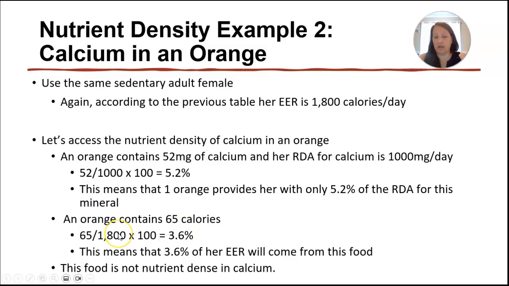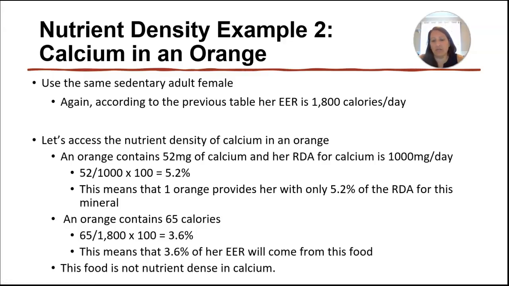Okay, that's the same as before. So 65 divided by 1,800 times 100 is 3.6%. Okay, this means that again, 3.6% of her EER will come from this food. So when we compare 3.6 and 5.2, there's not a significant difference.